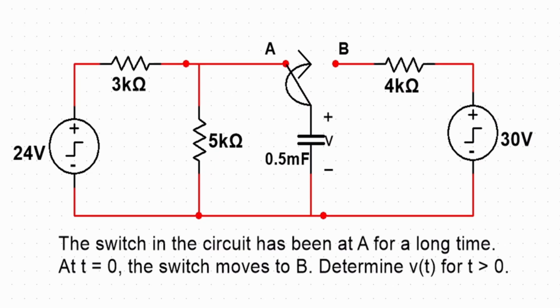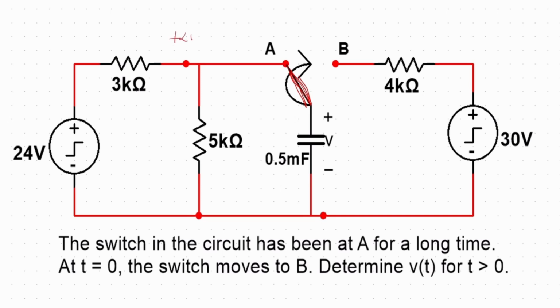The switch in the circuit has been at A for a long time. At t equals 0, the switch moves to B. Determine v of t for t greater than 0. Okay, so we have a single pole switch with two throws. So we have a single line here that can either be at A or at B. So where it is depends on which circuit is being active.